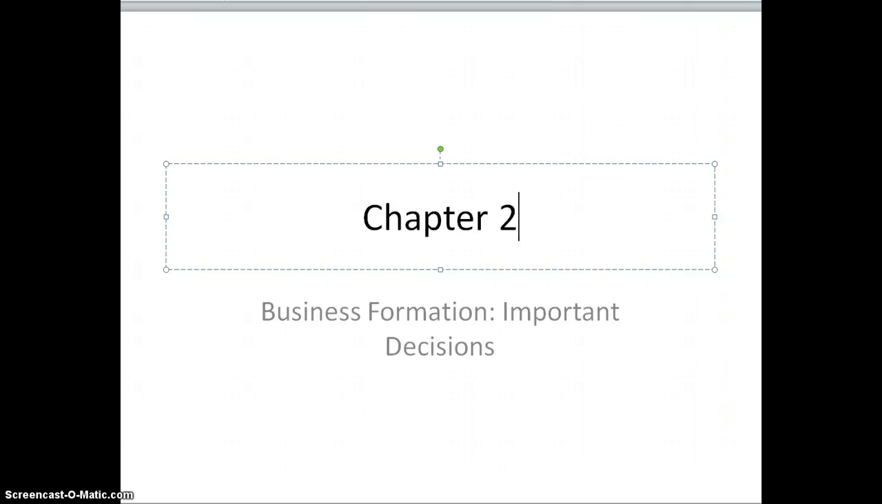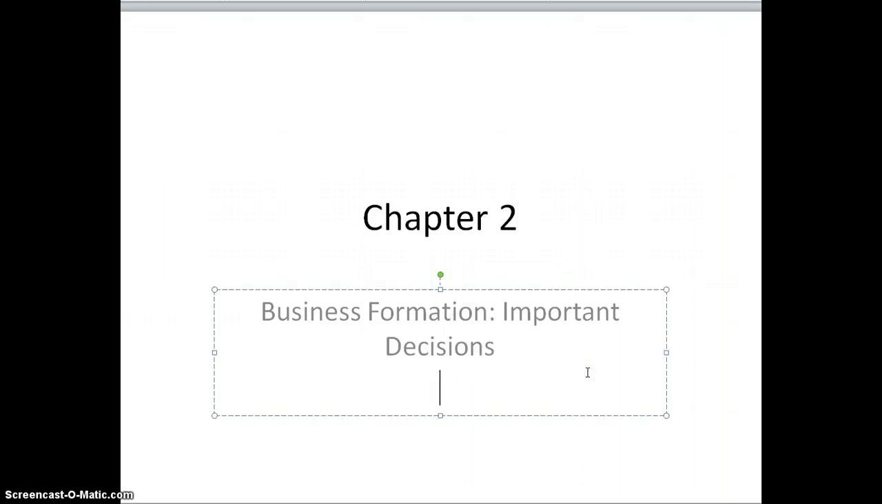We are going to be studying Chapter 2, Business Formation, Important Decisions. So in hospitality, oftentimes people would like to start their own business. So we're going to talk a little bit about starting a business and business formation, the different entities you can choose when you go to start a business.